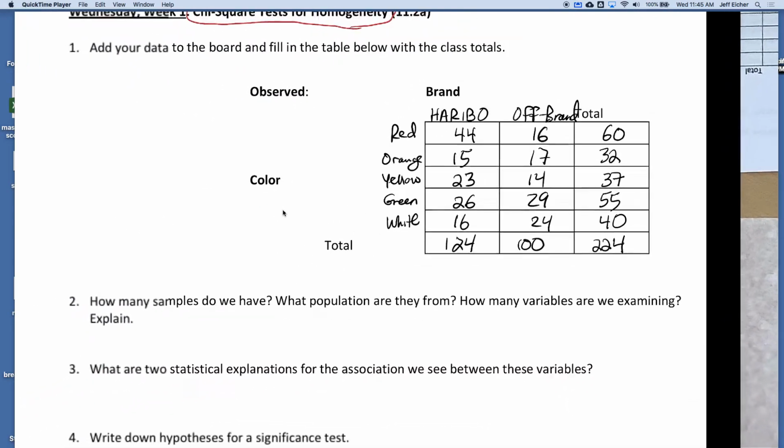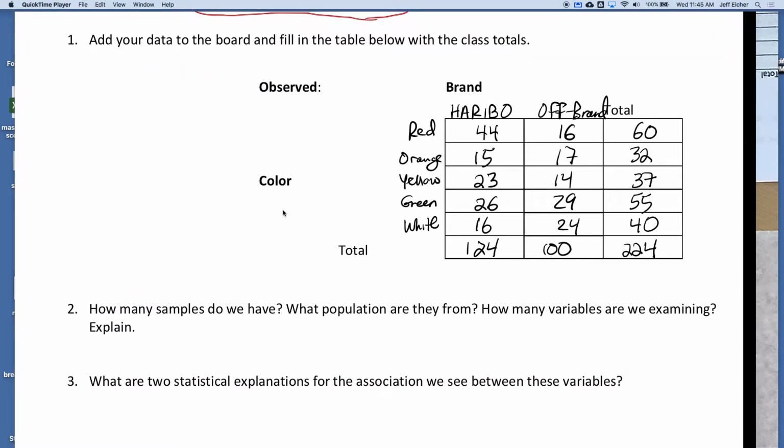So what we'd like to know, those are called our observed counts. What we'd like to know is, does the Haribo brand, is that color distribution the same as this Target Off brand? So you can see some differences here. It looks like Haribo in our sample had a lot more red, and then the Off brand had more white or pineapple flavor.